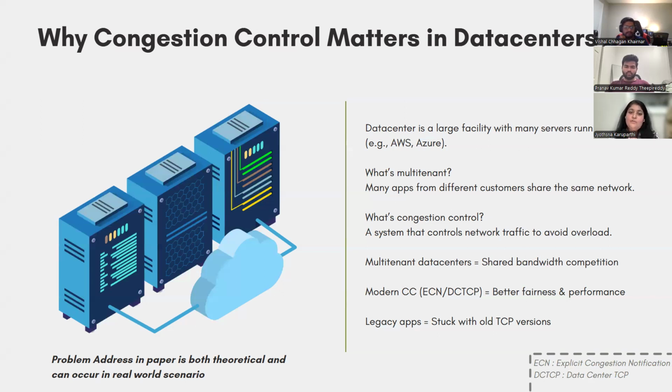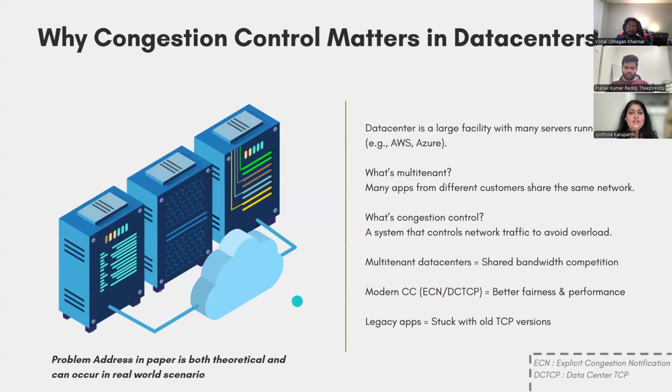But here is where the problem starts. Not all the apps are modern. Many apps are legacy applications built years ago, running on older TCP versions that don't support ECN or DCTCP. So, what happens here? It's like putting an old car on a fast-moving freeway. These legacy applications struggle to keep up, getting less bandwidth even though they are supposed to share fairly. This kind of unfairness can even violate service level agreements, which guarantee performance to customers.